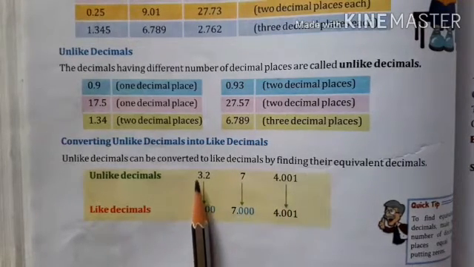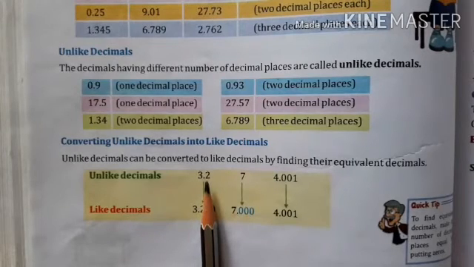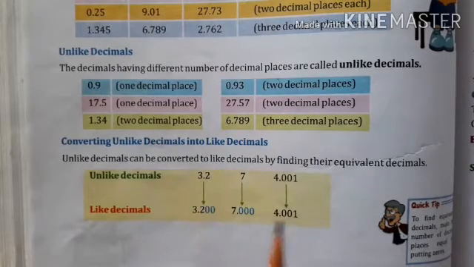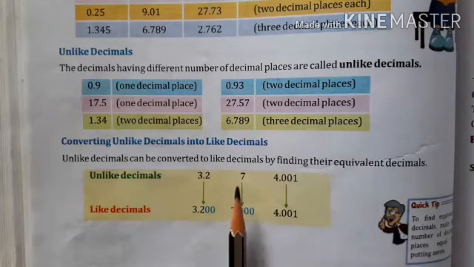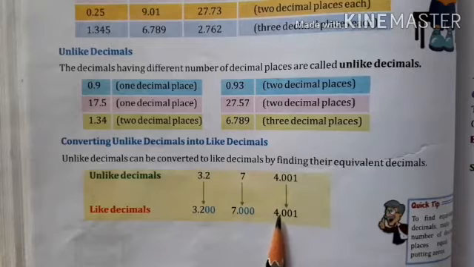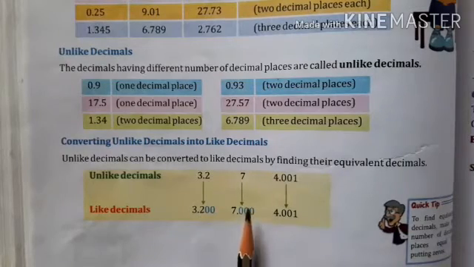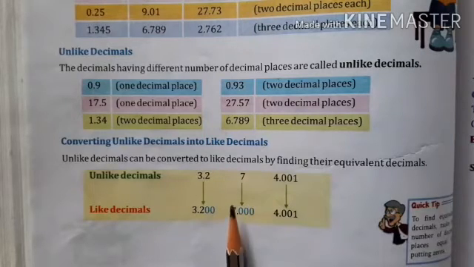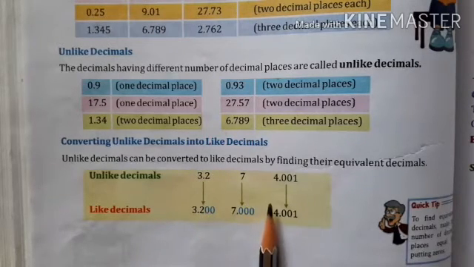Now look at here, this is 3.2, right? It has only 1 decimal place. But we have to make 3 decimal places like this. So we have to add 2 zeros to make the equivalent decimal, okay? So 3.200. Now there are 3 decimal places, right? Now come to this 7. Again we have to make 3 decimal places like this decimal, okay? So we have to add 3 zeros, 7.000. Now you can see all decimals have 3 decimal places, right? So this is how we can convert unlike decimals into like decimals, okay?